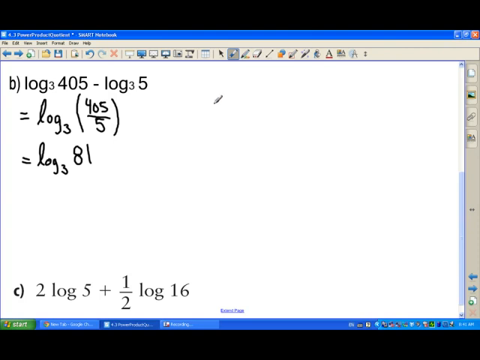And again, on your calculator, or using the identities of what a logarithm is, 3 to some power equals 81, and that power is 4. Okay, what we do have to remember with the product and quotient rules of logarithms, we can only combine logarithms that have the same base. If they don't have the same base, we can't combine them.